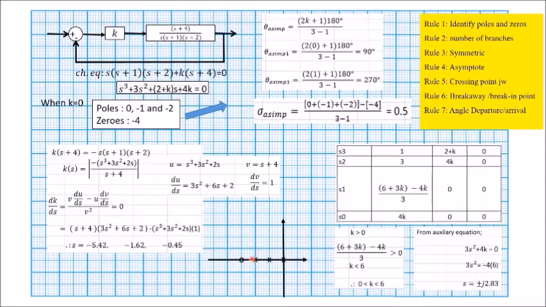So when K increases, this pole will move to this zero. The other two poles, when K is increased, will meet at this point and then separate. One goes to positive infinity and the other goes to negative infinity. So based on this, the breakaway point will occur at negative 0.45.